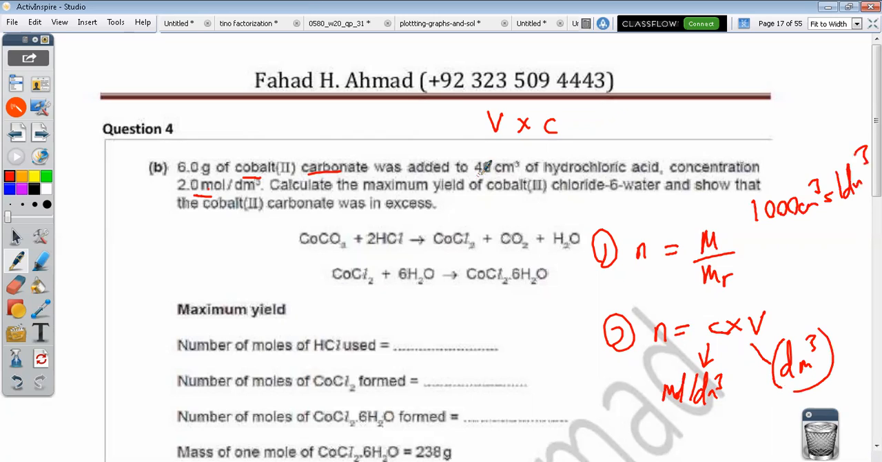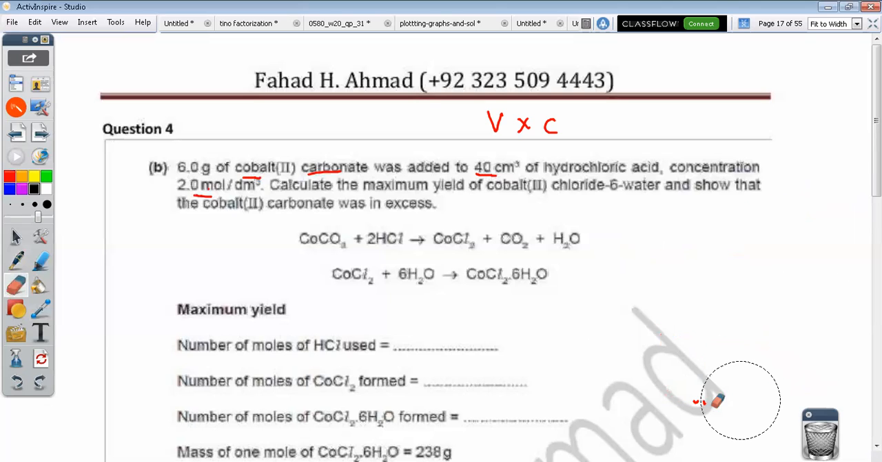So if the volume is given in cubic centimeters, we divide by 1,000 to convert it, because volume should always be in cubic decimeters, because your concentration is given in moles per cubic decimeter. Is that making sense? The volume should always be in cubic decimeters because the concentration is given in moles per cubic decimeter. So the first part there, that's what they want straight away. The number of moles of the acid, I'm given the volume and the concentration. So n is equal to C times V.